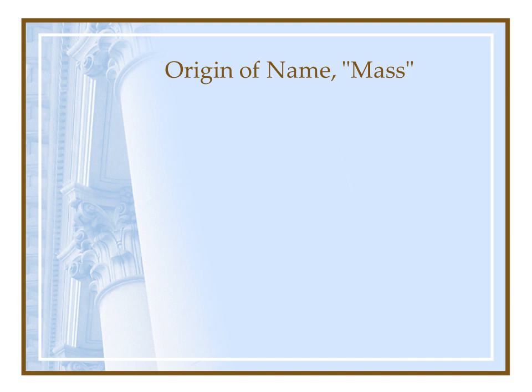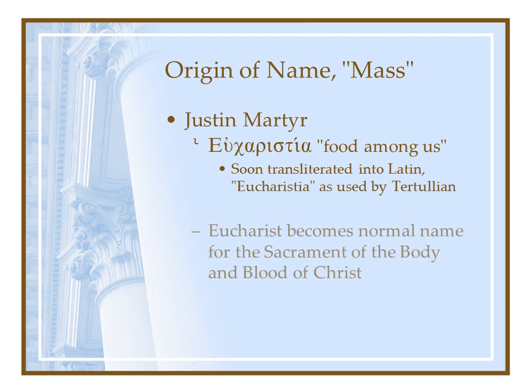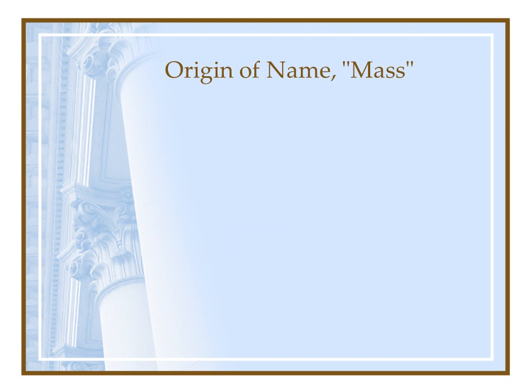Justin Martyr speaks in the same sense: "And this food is called among us Eucharistia, or Eucharist, of which no one is allowed to partake but the man who believes that the things which we teach are true, and who is so living as Christ has enjoined." This clearly refers to the elements which are consecrated to become the body and blood of Christ. The term Eucharistia is soon transliterated from Greek into Latin, Eucharistia, as we find in the writings of the Latin father Tertullian. This term Eucharist becomes the normal name for the sacrament of the body and blood of Christ.